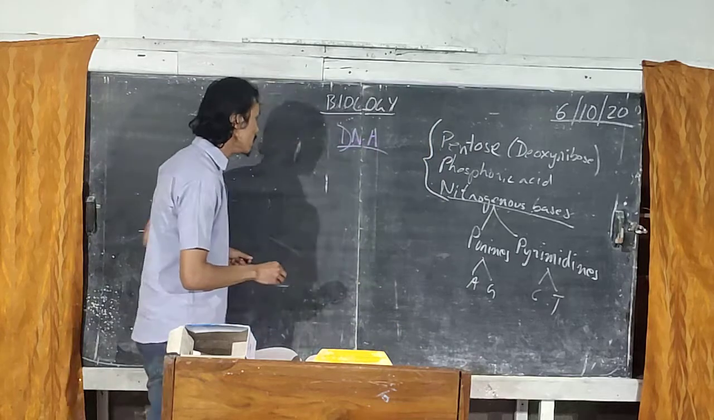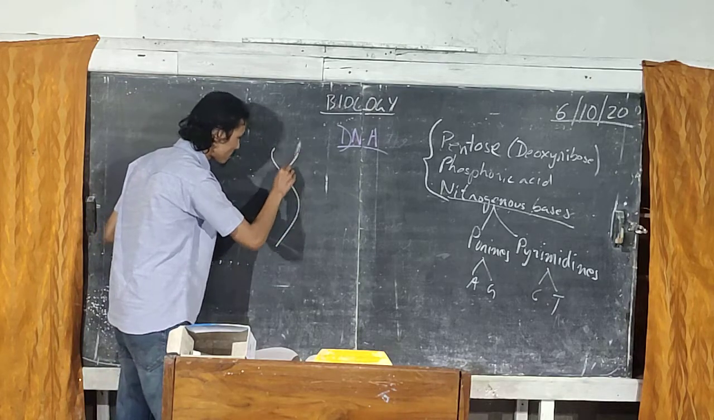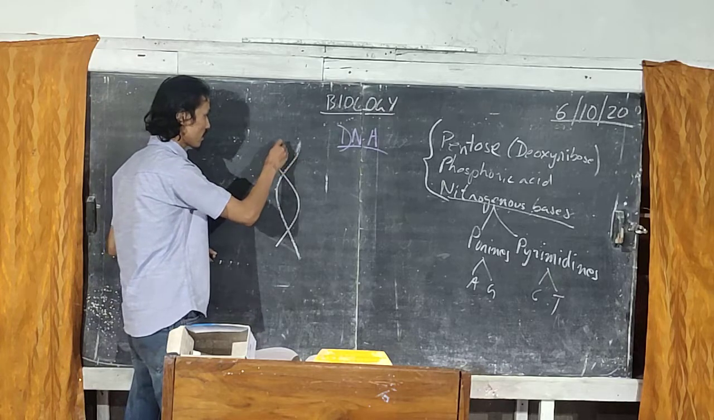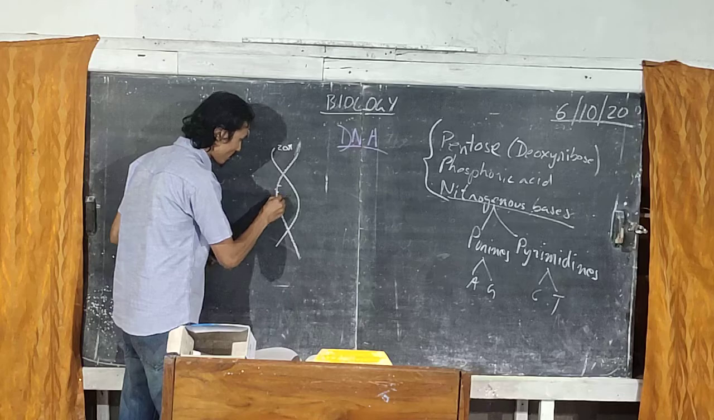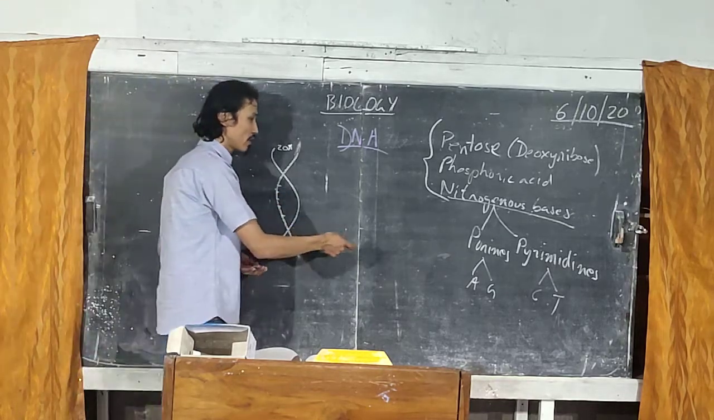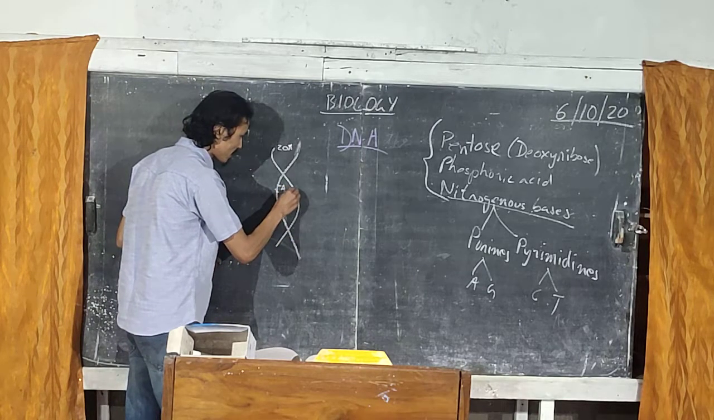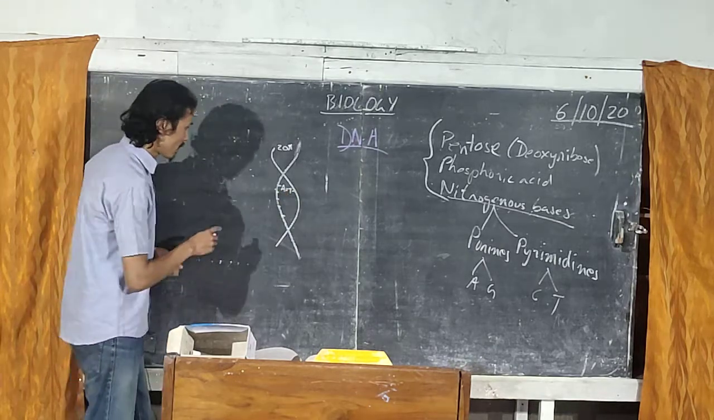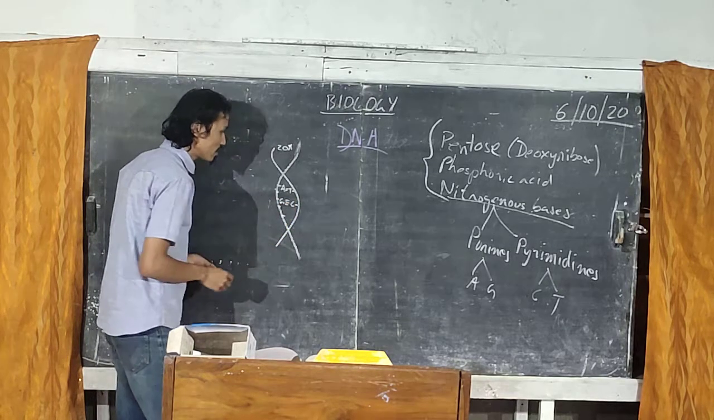So DNA is a double helical structure. The diameter of the two DNA strands is 20 angstrom, and on the inner side you get your nitrogenous bases. That means adenine, guanine, cytosine and thymine. The thing to remember is adenine always pairs with thymine with the help of two hydrogen bonds. Guanine pairs with cytosine with the help of three hydrogen bonds.